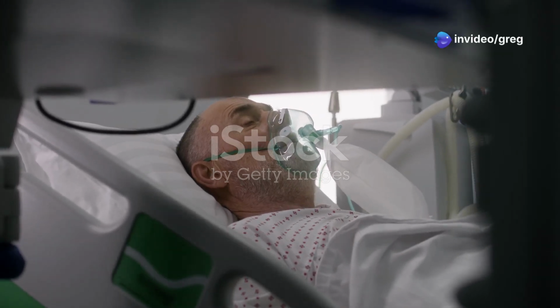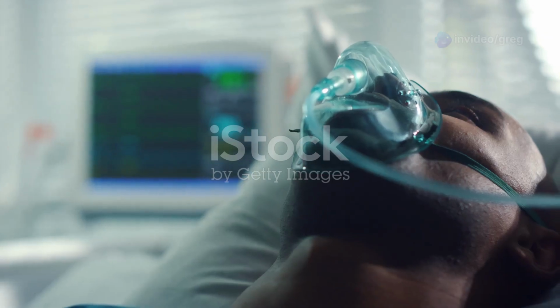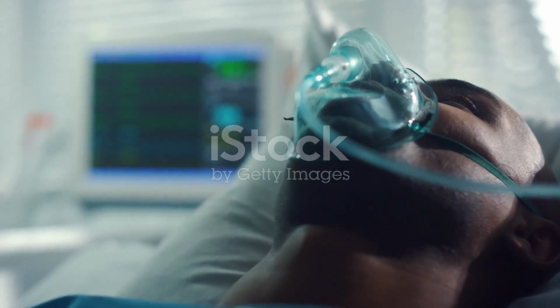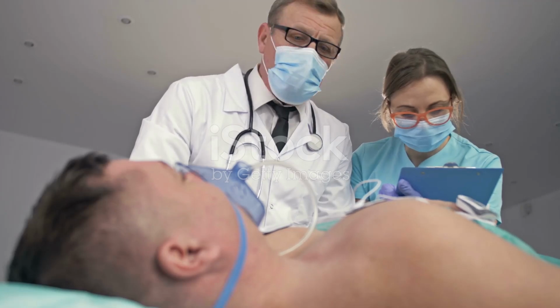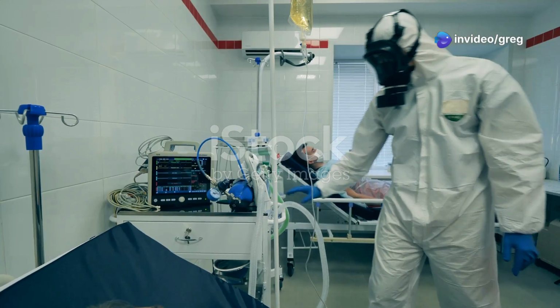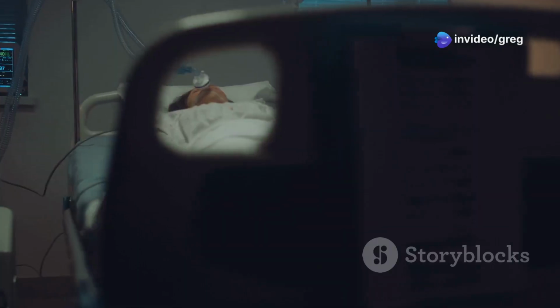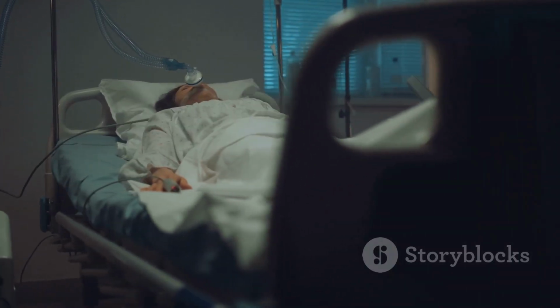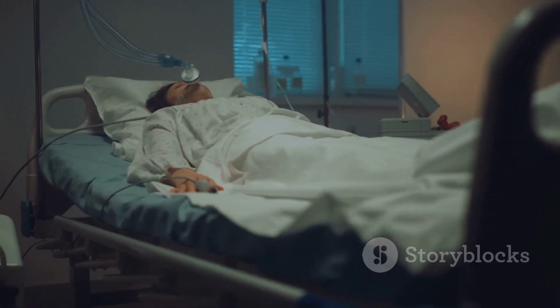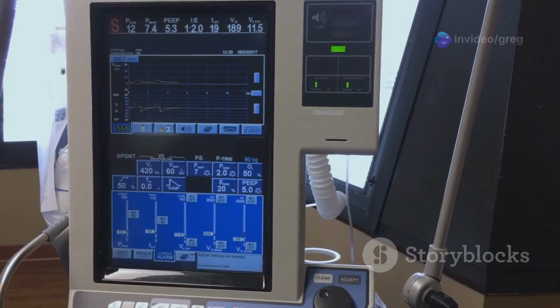Acute respiratory distress syndrome, or ARDS, is a life-threatening lung injury. It prevents the lungs from providing enough oxygen to the body. ARDS can be caused by various factors, including infections, trauma, and aspiration. Patients with ARDS often require mechanical ventilation to assist their breathing. This life-saving intervention helps patients breathe when their lungs cannot function properly. Without mechanical ventilation, many ARDS patients would not survive.